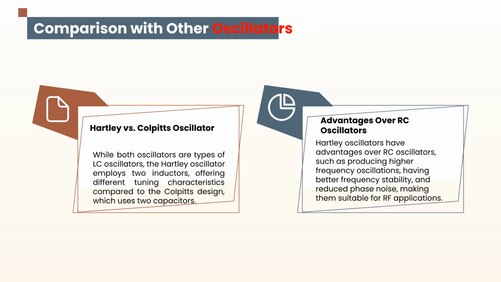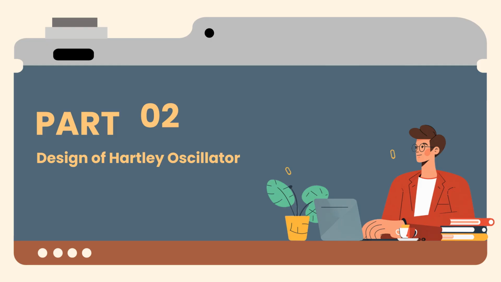Compared to the Colpitts oscillator, the Hartley design uses two inductors. It offers advantages over RC oscillators, such as higher frequency oscillations, better frequency stability, and reduced phase noise, suitable for RF applications. Now let's move on to Part 02, Design of the Hartley Oscillator.